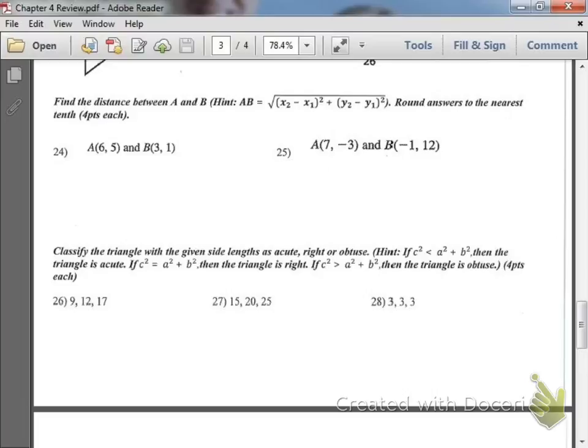Number 24, I'm going to start by labeling it x1, y1, x2, y2.